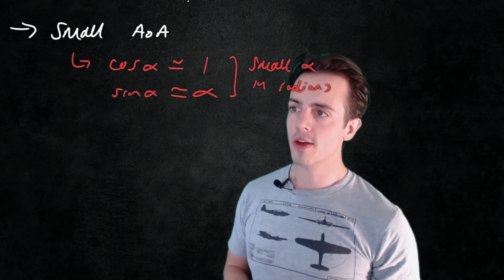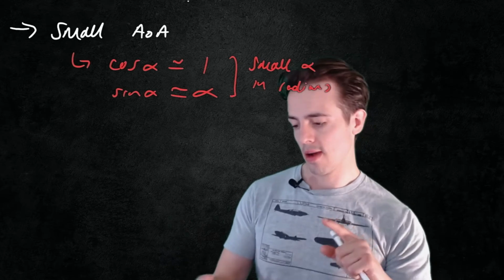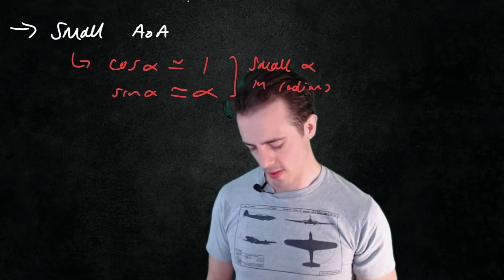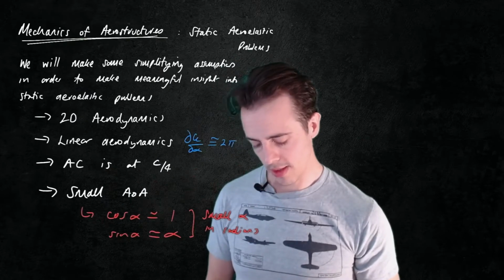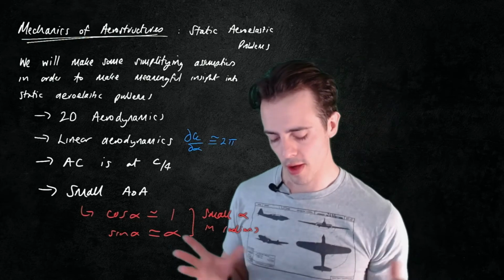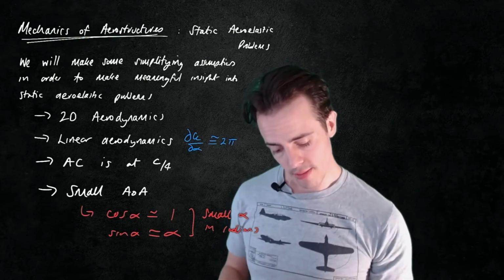What we're going to look at today is our first static aeroelastic problem, which is torsional divergence. We're going to look at the effect of different operational parameters on torsional divergence, and then the effect of design parameters on it.